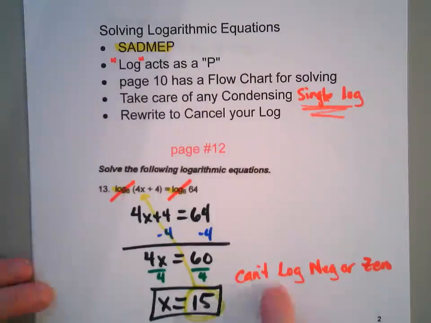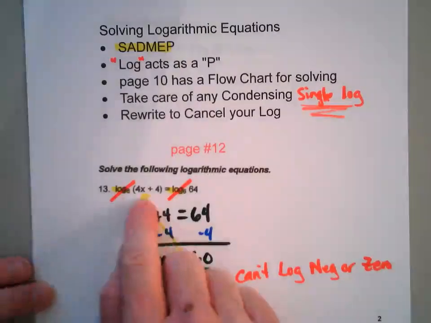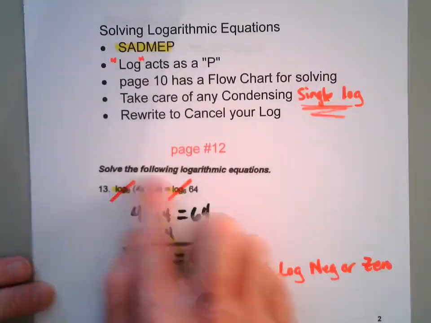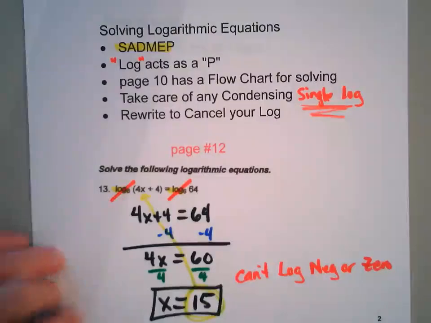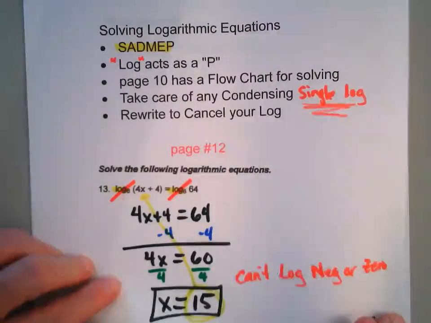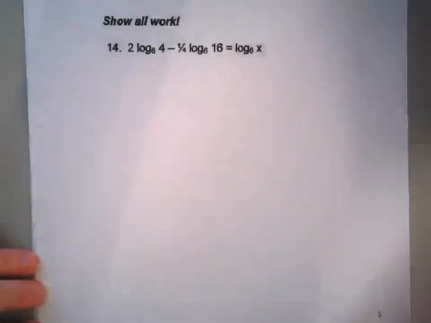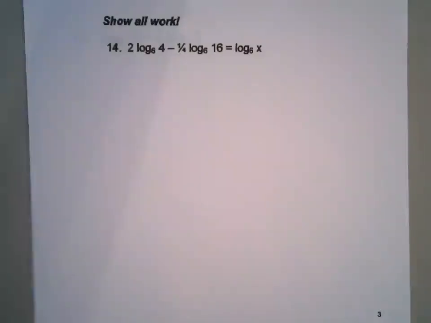As we move forward, we're looking for extraneous solutions. You cannot take the logarithm of a negative number or a 0. That doesn't mean that the answer can't be negative. We have to plug it back in to see if this right here becomes negative. I'll keep you thinking about that as we move along. All right, still on page 13.